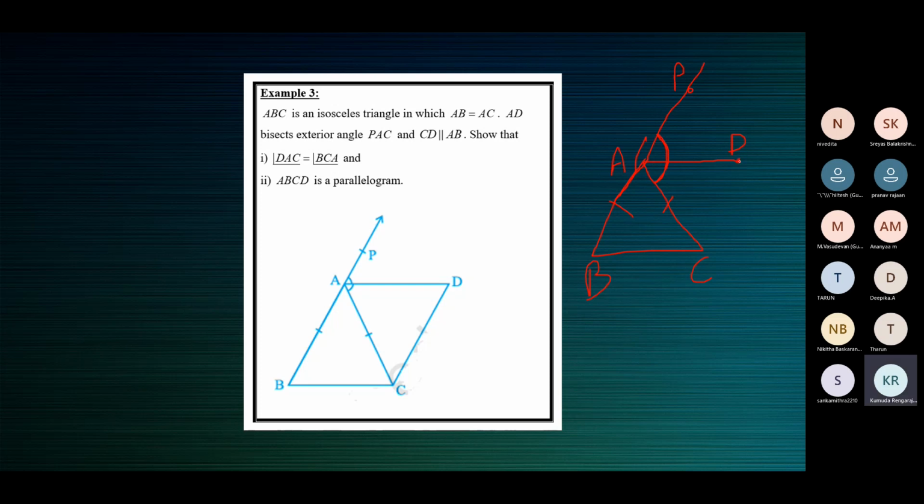Then D is such a point that when you join CD, it will be parallel to AB. CD parallel to AB. With all this given, we need to prove that this angle DAC is equal to this angle.